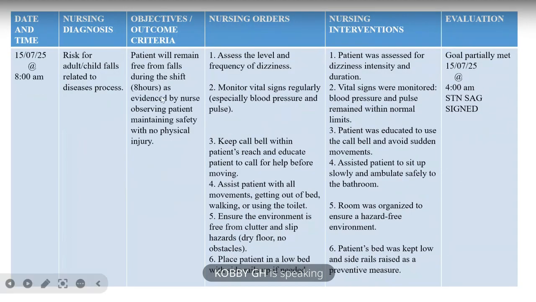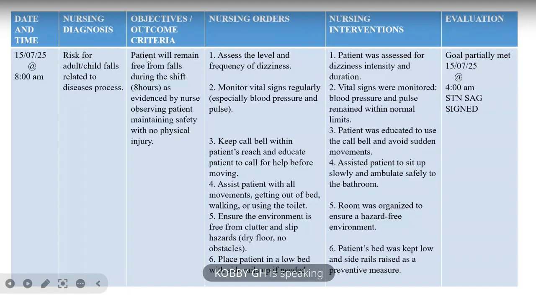Now let's look at the dizziness. This is how you write the nursing diagnosis for dizziness. So, risk for what? Adult or child fall. If you are dealing with adults, don't write risk for fall. There is nothing like that in the NANDA. Risk for adult falls related to disease process.